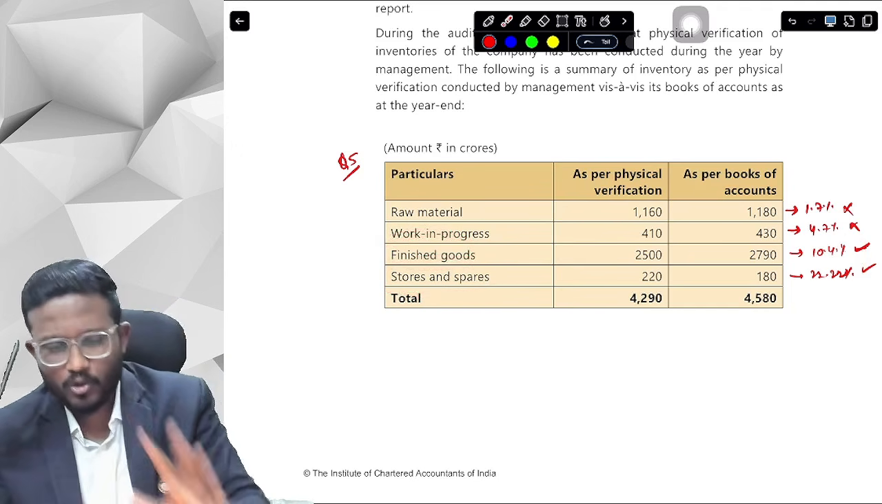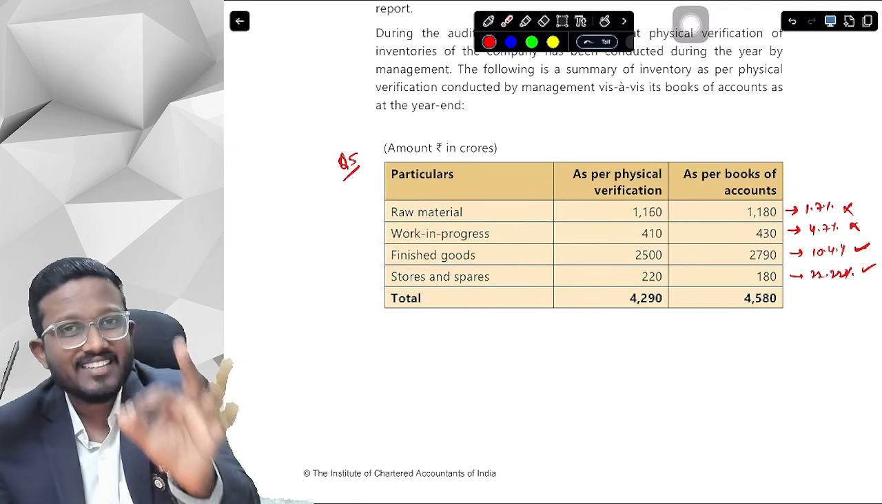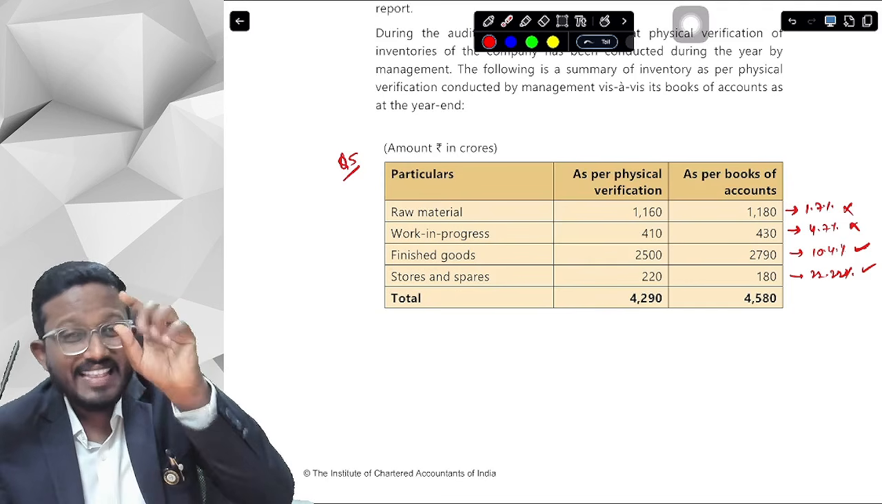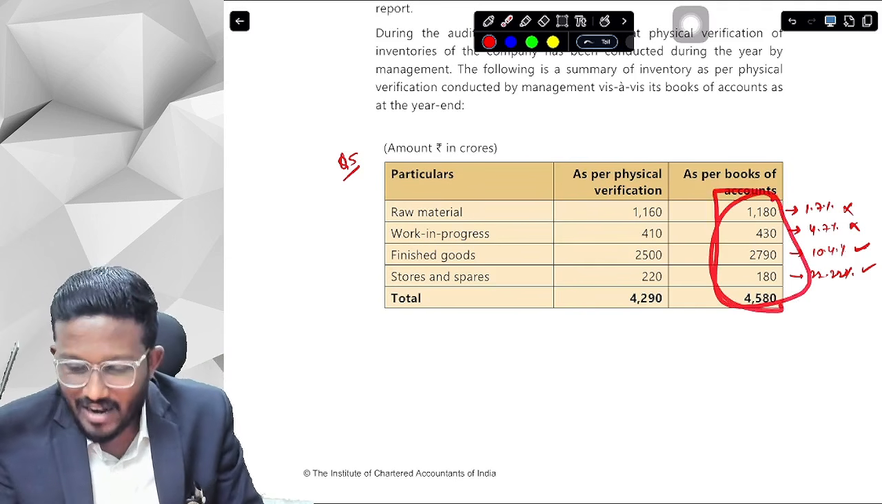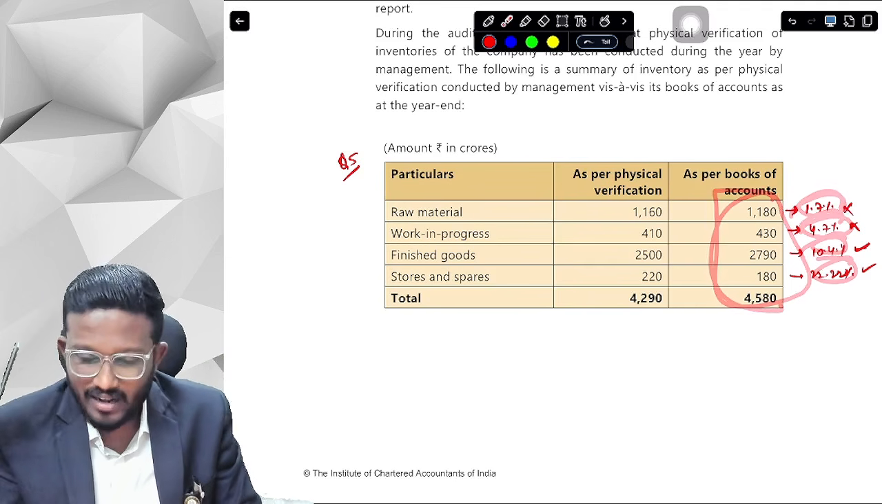Now here there is a doubt. If the question is asking from the point of view of MCQ, then you should always take the denominator as books of accounts. So here, while calculating the percentage, I have taken the denominator as books of accounts.